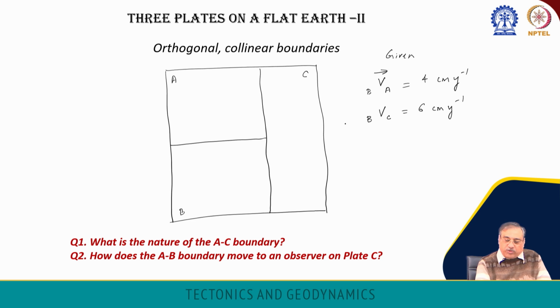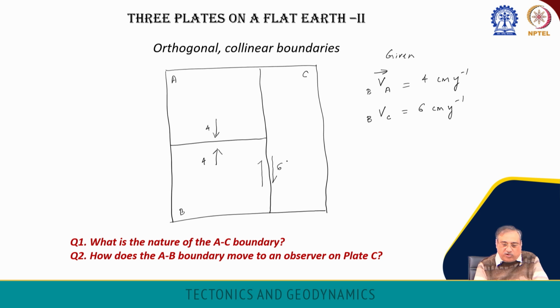Now, what are the ways? We have just given you the magnitudes. What about the directions? Now, let us say that A with respect to B or B with respect to A, it's this way. So, obviously, both arrows are pointing towards the AB boundary, so it must be a convergent boundary. On the other hand, let us look at the BC boundary. Let us say that this is now a dextral strike slip fault, a dextral transform fault, with a rate of 6 centimeters per year.